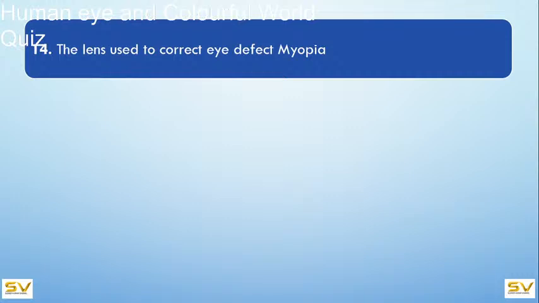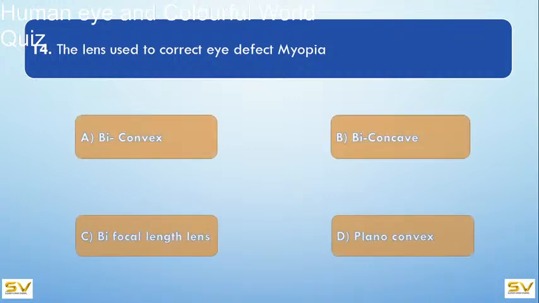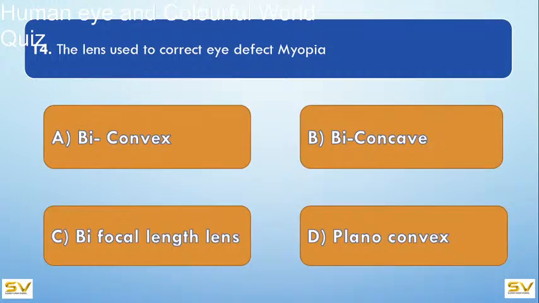So already we discussed when we get myopia and what is the lens which we have to use to correct that eye defect. Is it biconvex, biconcave, bifocal lens or plano-convex? So the lens used to correct eye defect myopia. Is it biconvex, biconcave, bifocal lens, plano-concave?